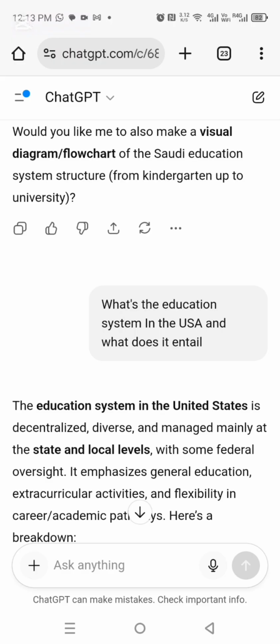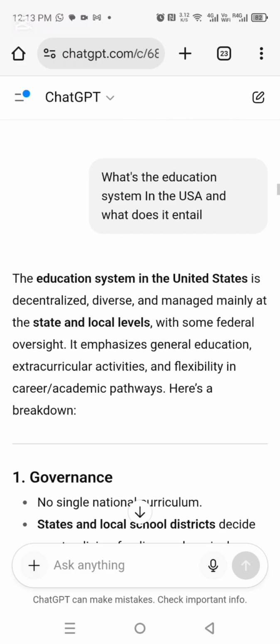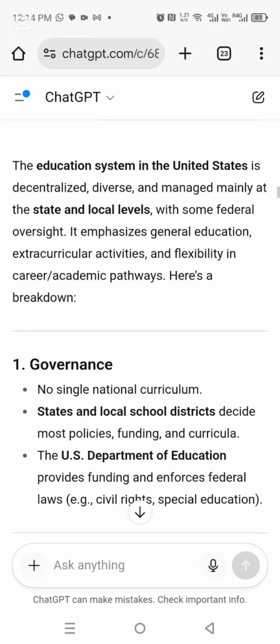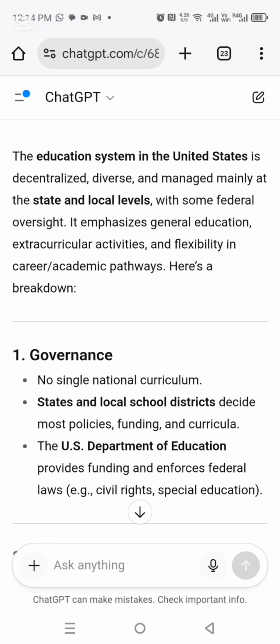So the next step, we will look at the education system in the US and what it entails. You need to remember that the US is a developed country, meaning it's the top, creme de la creme, in quotes. I will put it out there. The education system in the US is decentralized, diverse, and managed mainly at the state and local levels with several oversights. It emphasizes general education, extracurricular activities, and flexibility in career or academic pathways.